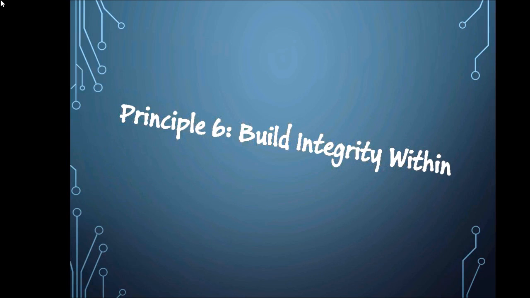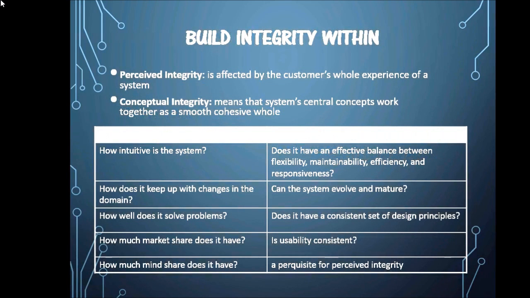Here's the sixth principle. Build integrity in. Build integrity in what? Two points in it: perceived integrity and conceptual integrity. Perceived integrity is affected by the customer's whole experience of a system. Conceptual integrity means that the system's central concepts work together as a smooth, cohesive whole. Here's a table about perceived integrity and conceptual integrity.